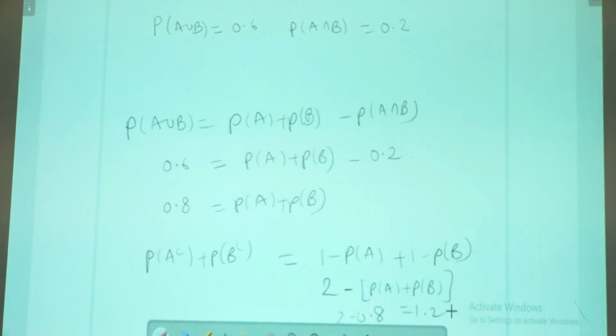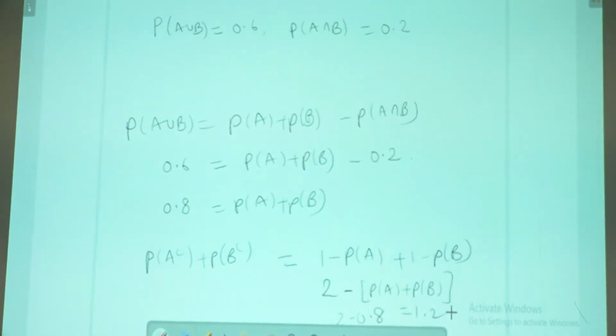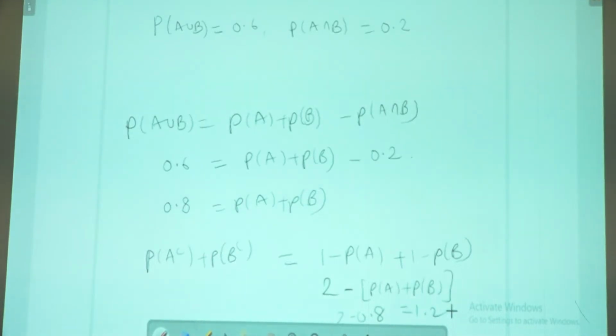The next: a coin is tossed 6 times in succession, then the probability of getting at least one head is 1 by 64, 3 by 32, 63 by 64, none. 63 by 64. Yes, 63 by 64.